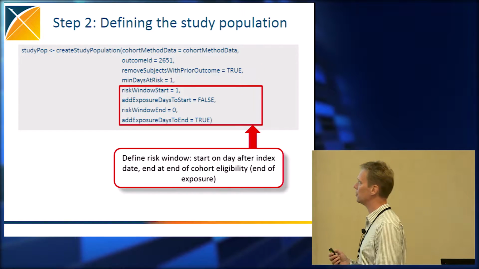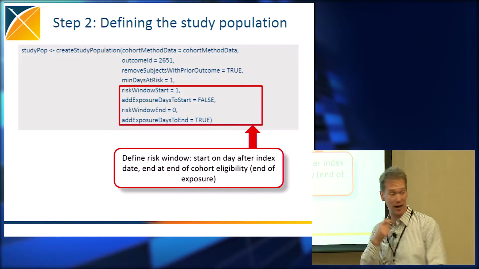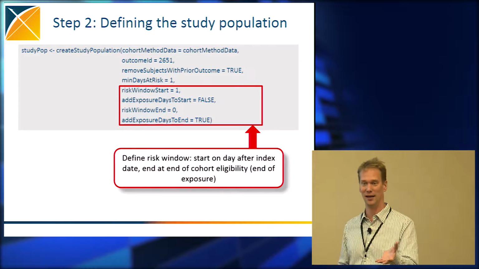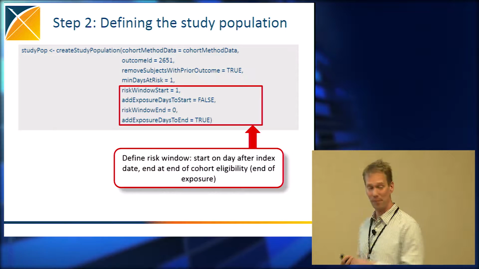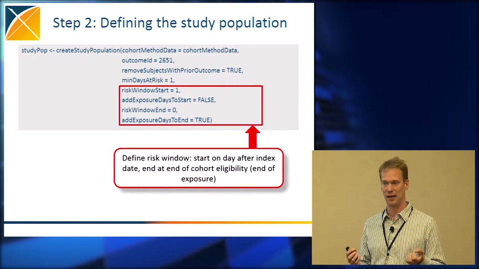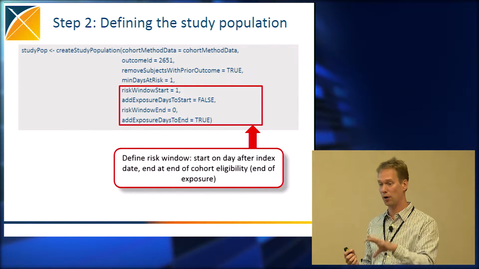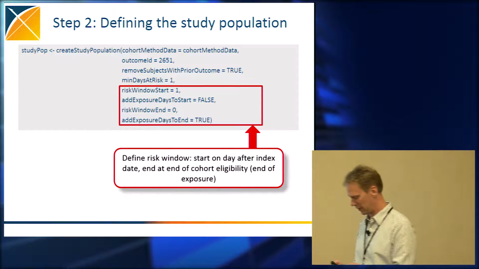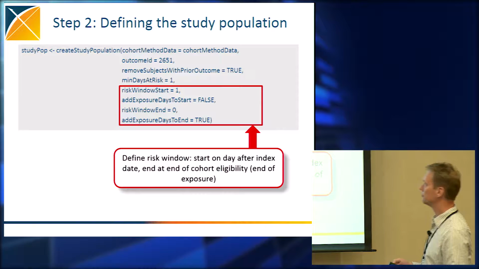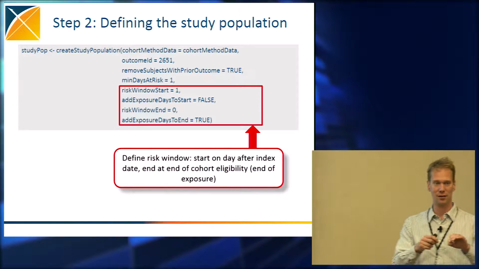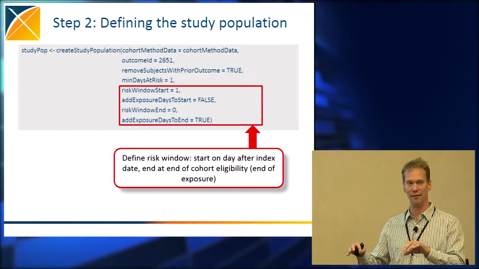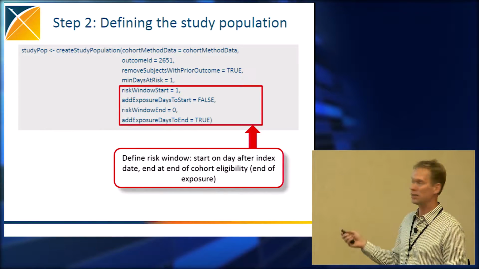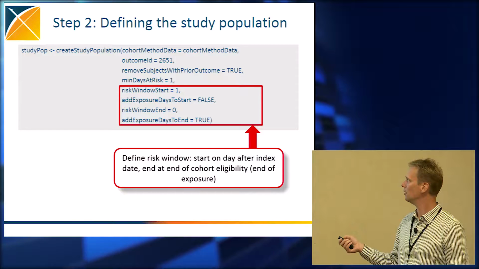Another choice that we need to make is to define the time at risk. A time at risk has a beginning and an end, and that may or may not be exactly the same as the cohort start and cohort end date as Patrick defined in Atlas. So we can define the time at risk start and end relative to the cohort start and end using these four options, if you will.